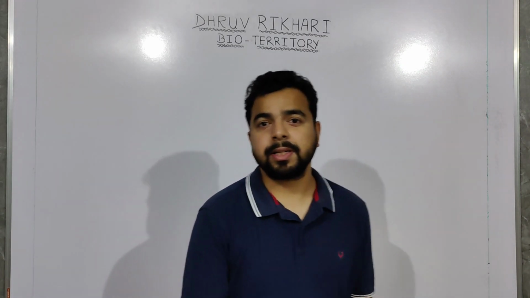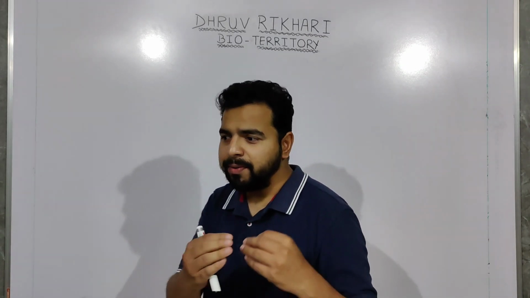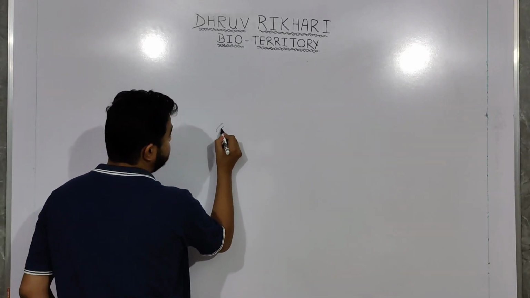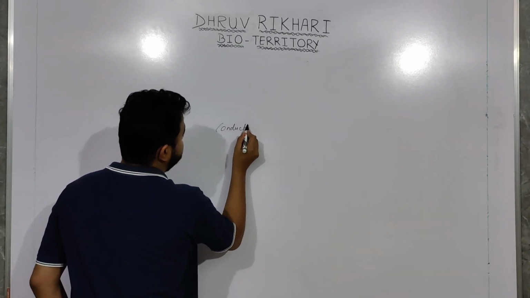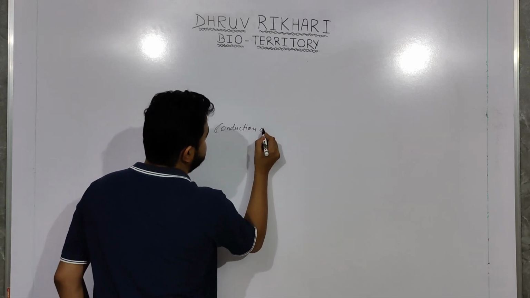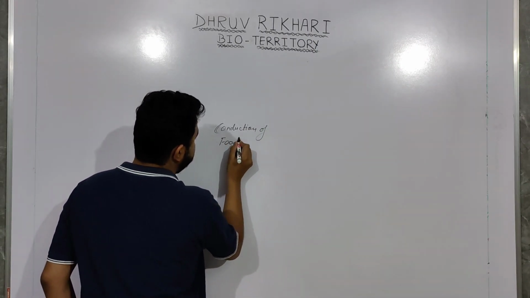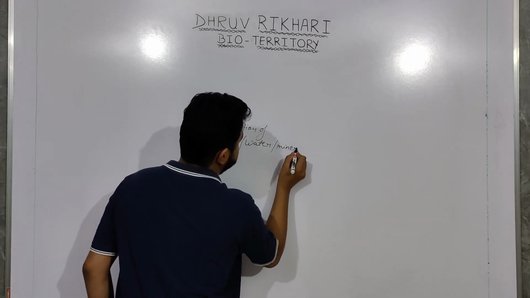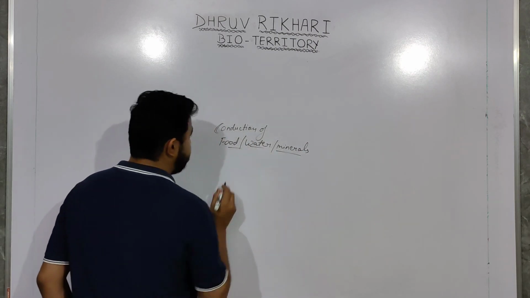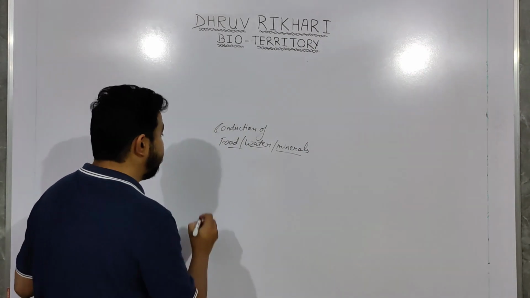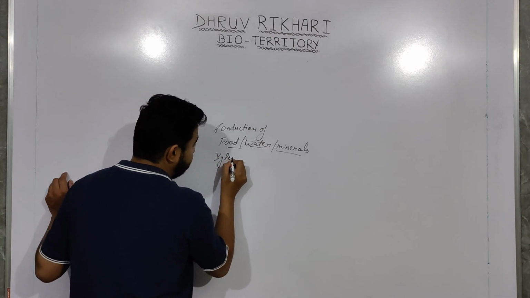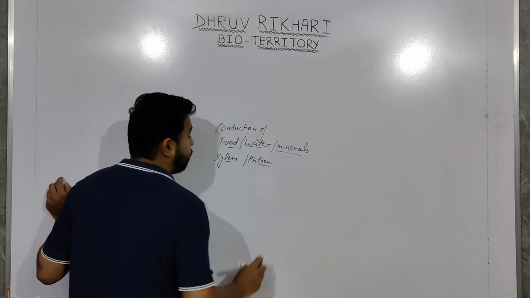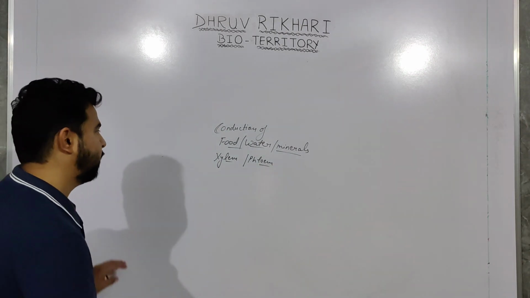So now next we are going to discuss transportation in plants. When we are talking about transportation in plants, we are actually talking about the conduction of food, water and minerals. This conduction or transportation takes place through the complex tissues of the plant, which are xylem and phloem, or we also call them vascular bundles, right?